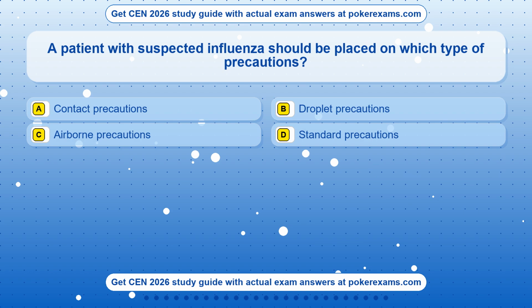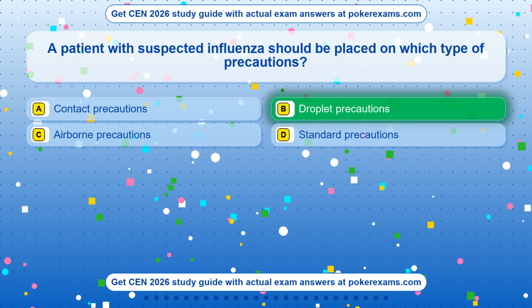Question 16. A patient with suspected influenza should be placed on which type of precautions? Option A, contact precautions. Option B, droplet precautions. Option C, airborne precautions. Option D, standard precautions. The correct answer is option B, droplet precautions.